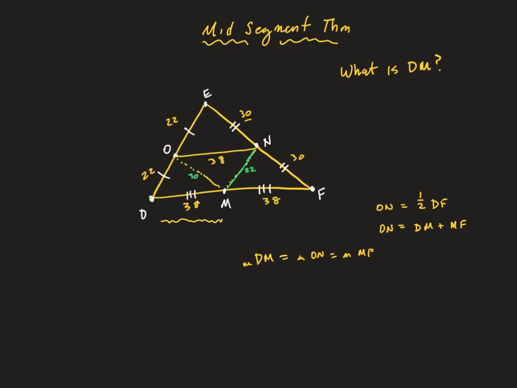So I'm actually able to label all of these things using that principle, knowing that this segment is 1/2 this segment. So what is the measurement of DM? We found that the measurement of DM was going to be 38 units. Again, that is just us being able to apply some of the basic information from the midsegment theorem. And then finally, let's do one more right here.